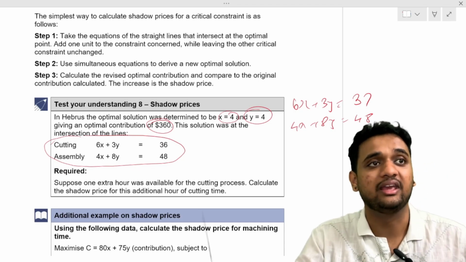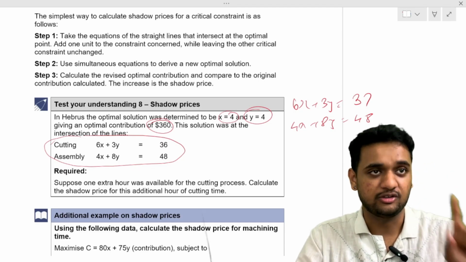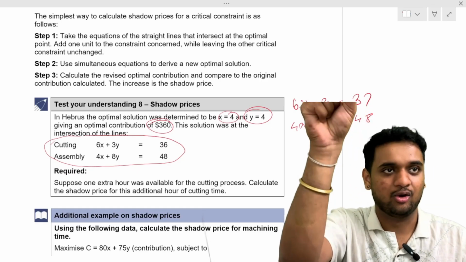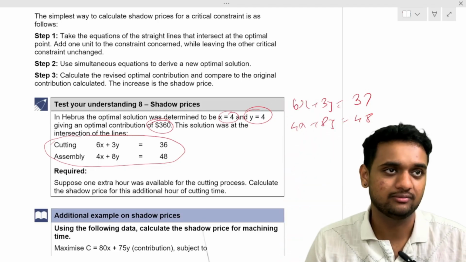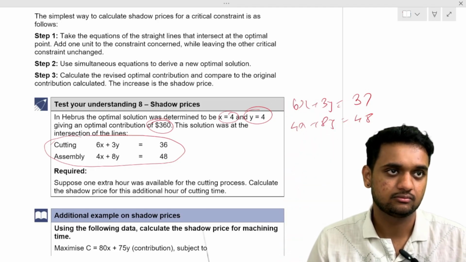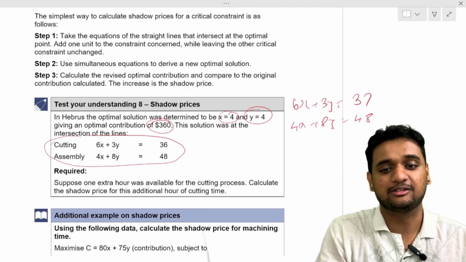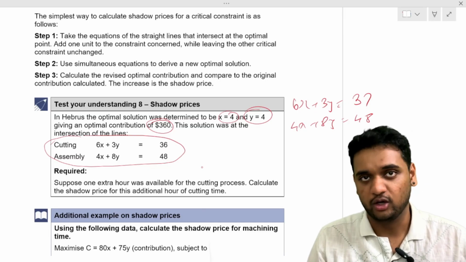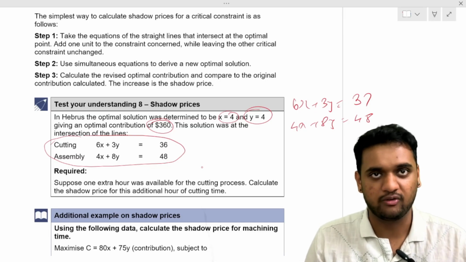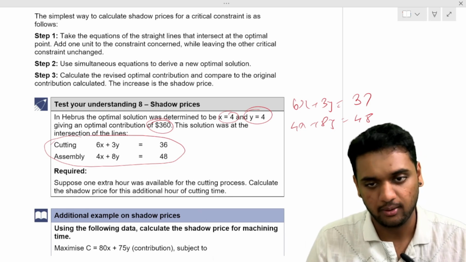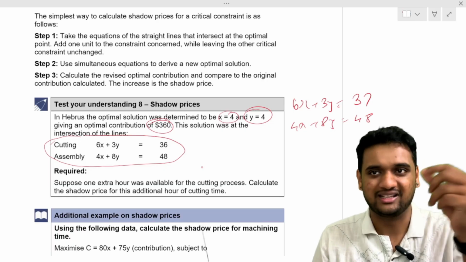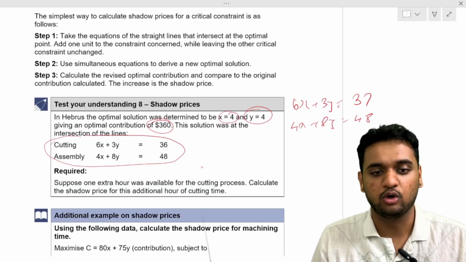What equations do we have to take here? First we have to take the critical constraints, at the optimum point. So 6x plus 3y is equal to 37, with 1 hour extra, and 4x plus 8y is equal to 48. Don't worry, we will do a lot of questions on shadow price and slack tomorrow, as there is an exam with a lot of questions. Now also you will understand.